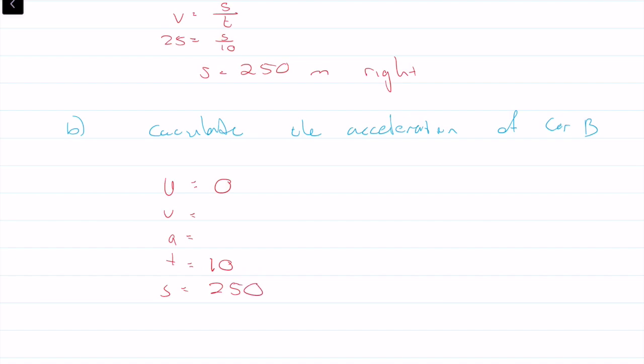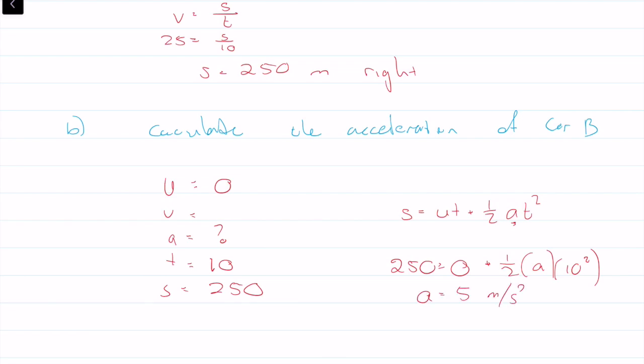So what equation can we use? Let's try using S equals ut plus a half at squared. Our unknown is a. So S is 250. Our initial is 0, so that term becomes 0 plus a half times our acceleration times our time squared. Let's plug that into a calculator, and we have an answer of 5 meters per second squared, and it came out positive, so it is right. It's what we expect. We expect the car to move right.